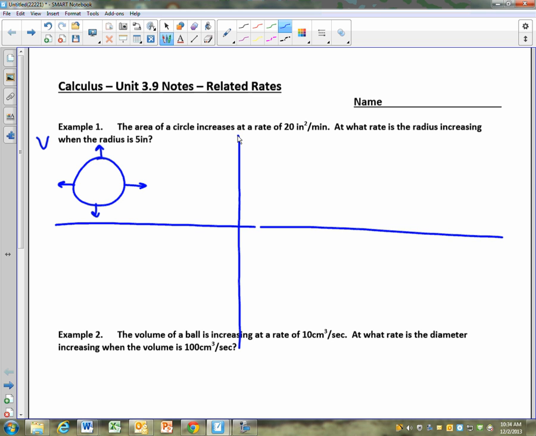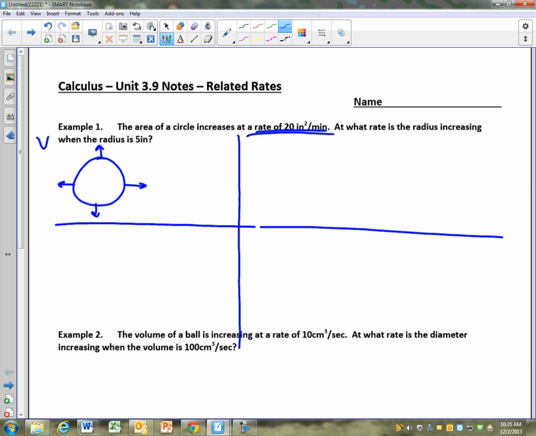A balloon? No, a balloon is 3-dimensional, so that would be like example 2, volume of a ball. So we'll do a balloon problem later. Now, here's the important part, okay? The area of the circle is increasing at a rate. Rate. What is another word for rate? Derivative. Yeah, derivative.